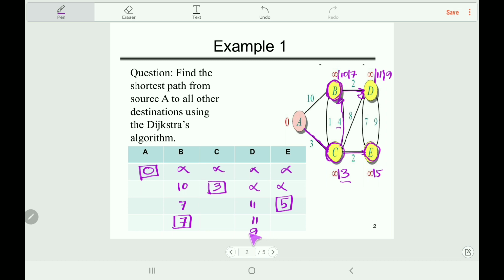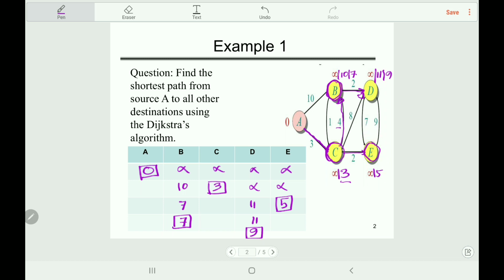And in the next step, the minimum value is 9. That means D. From D, we cannot directly move anywhere. So we can move to E, but it is a larger value than 5. So we should not take this.